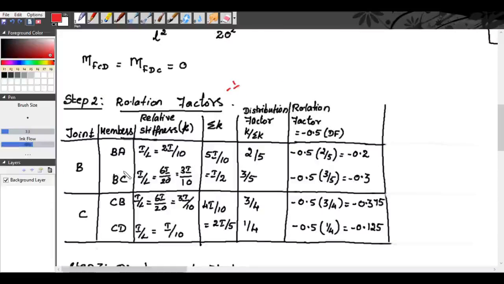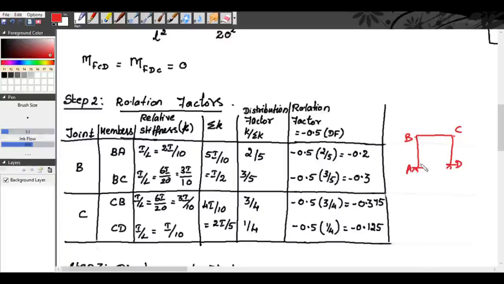So, we will consider the joints B and C. At the joint B, we have the members BA and BC. At the joint C, we have the members CB and CD. Now, everywhere it is fixed, right? Intermediate supports are also considered to be fixed supports. So, B and C are also considered to be fixed supports.